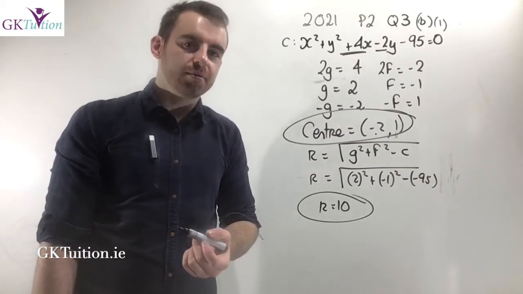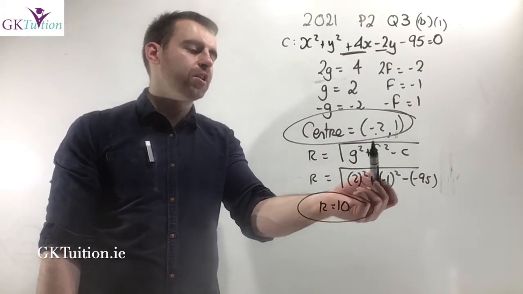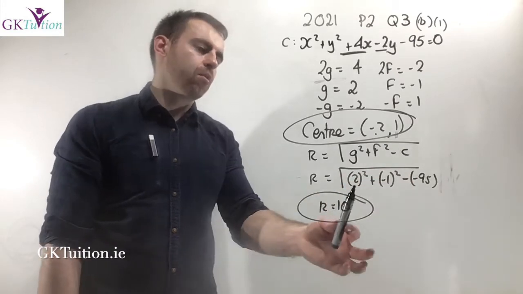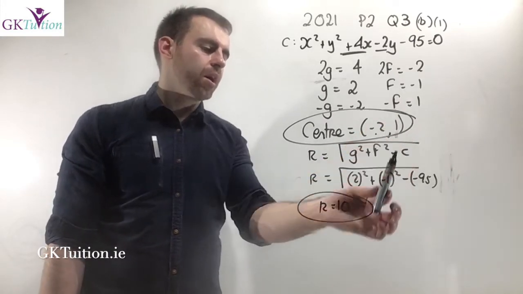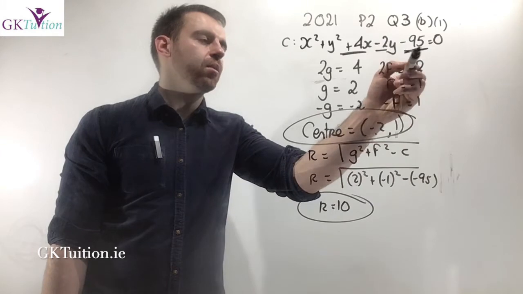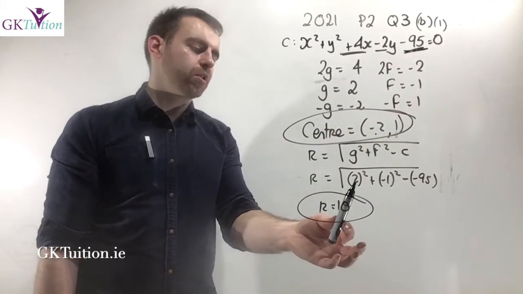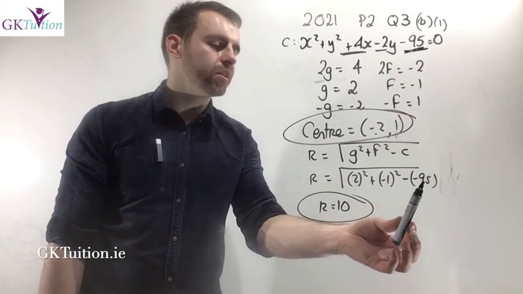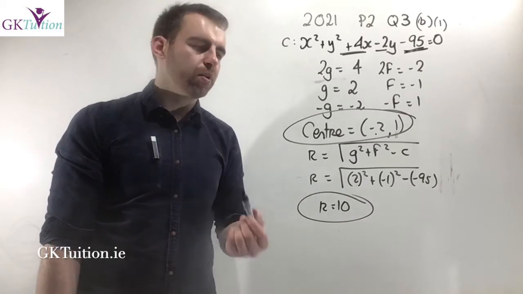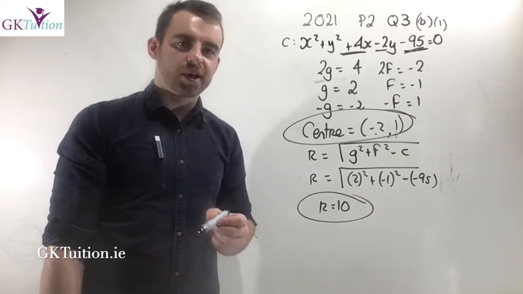According to the maths tables, the radius then is the square root of g squared plus f squared minus c, where I've already worked out g is 2, f is minus 1, and c refers to this. So I end up with 2 squared plus (minus 1) squared minus (minus 95). And when you plug that into your calculator, the radius works out as 10.